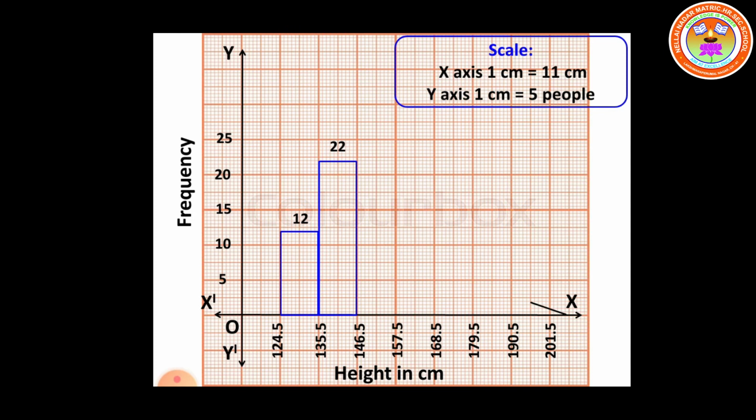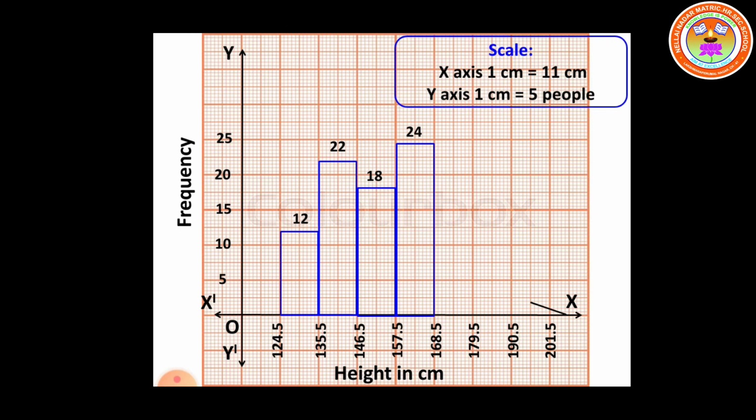For the next class interval 146.5 to 157.5, the given frequency is 18. So of height 18, we have to draw the rectangle and write the frequency as 18. Next class interval 157.5 to 168.5, the given frequency is 24. So of height 24, we have to draw the rectangle and write the frequency as 24.